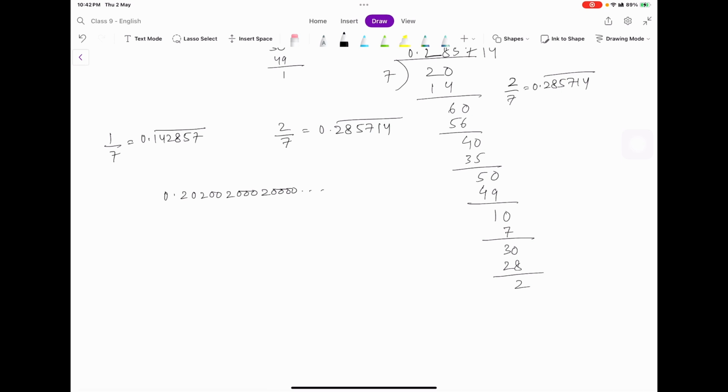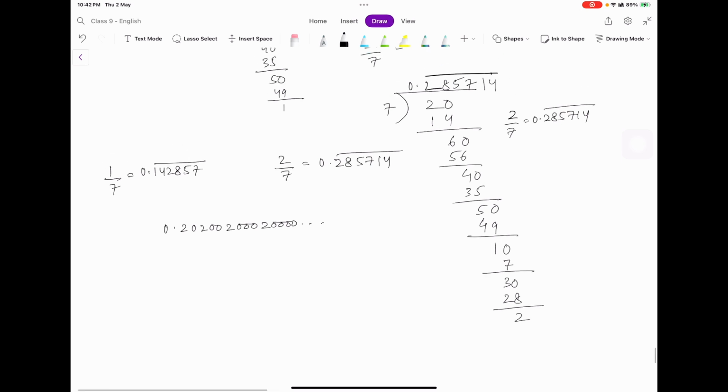Why will it never repeat? Here, 2 is coming. If you divide it again 20, you will get 14, so the same thing will repeat, but here it is not repeating. So no way by the division method will you get this number. It is the square root of some number. That is why it is an irrational number. So this is the method you can use.